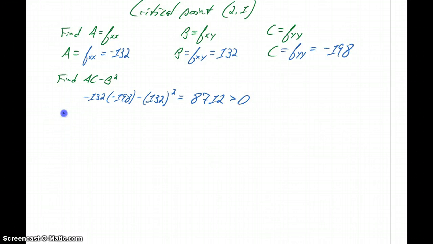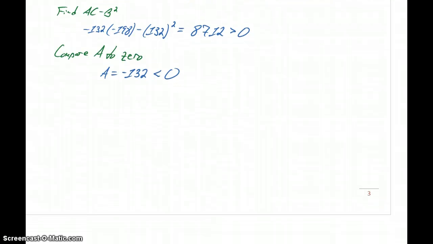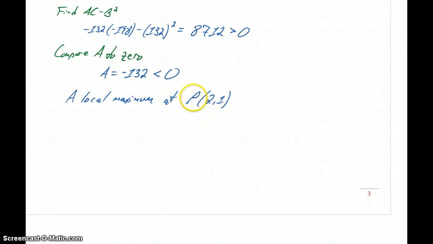And then we can compare A to 0. In this case, our value for A is negative 132. That result is less than 0, which according to the second derivative test means we have a local maximum. So our profit function has a local maximum at P of 2, 1. So switching back to using P instead of f there.